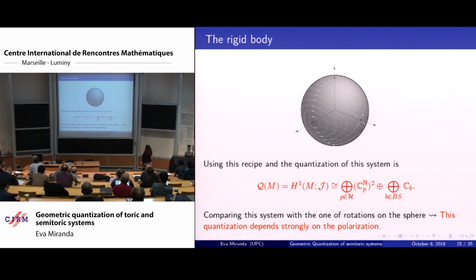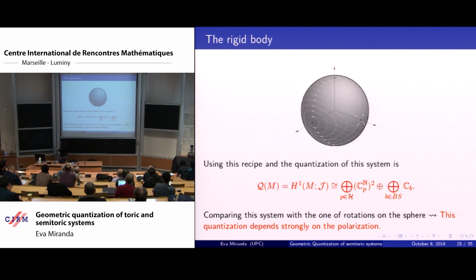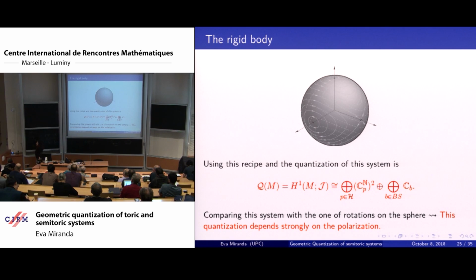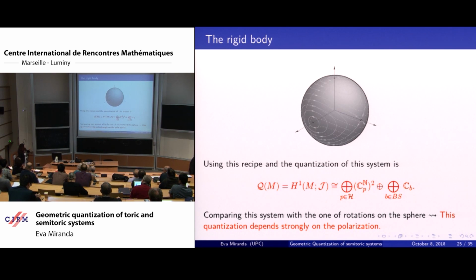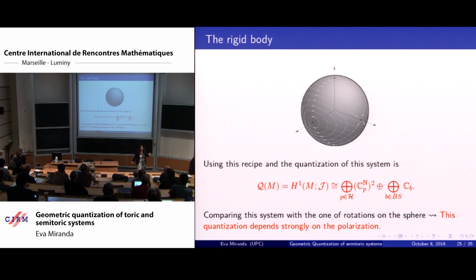So in particular, if I take the sphere with the polarization given by the rigid body, and I take the sphere with the polarization given by the rotations on the sphere, then of course I have a case in which this geometric quantization depends strongly on the polarization. Okay?